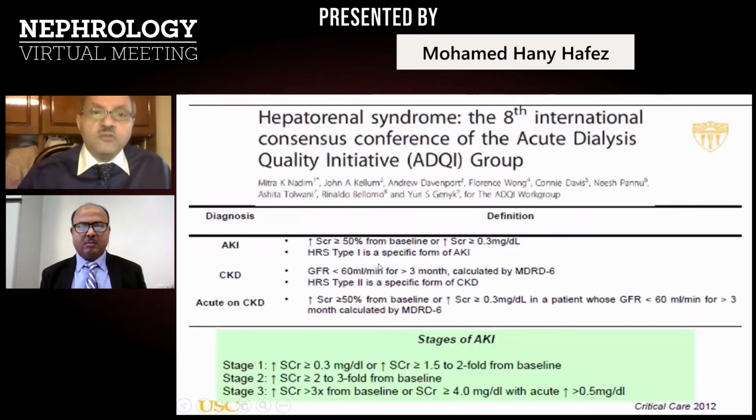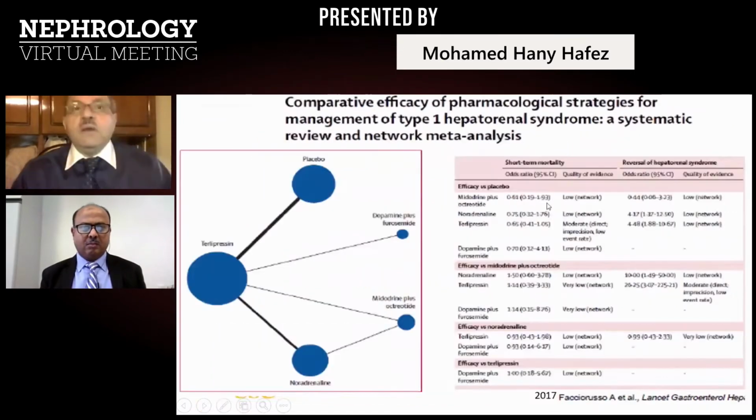And as you know, we have type 1 and type 2 with different prognosis, and we have different lines of treatment, which is not the case now to detail, including terlipressin, midodrine, dopamine plus furosemide plus octreotide, and albumin. All these have been tried with different results in different studies.